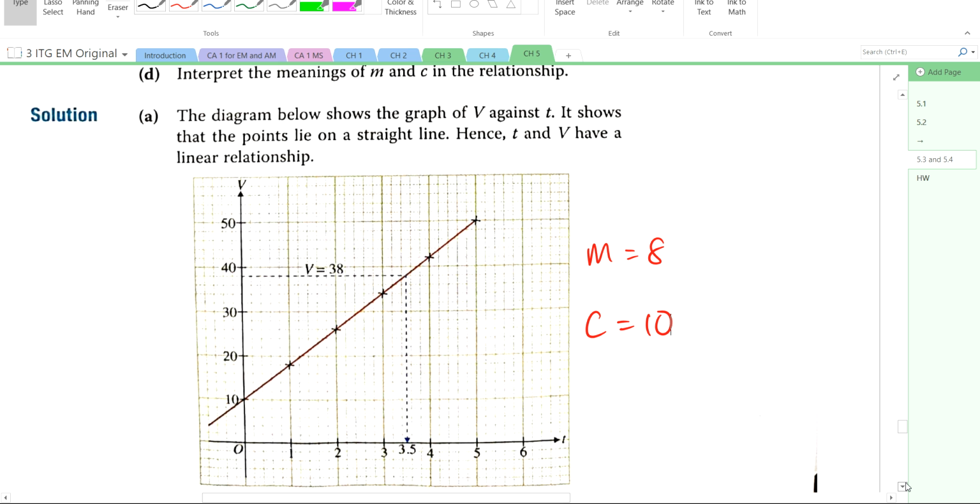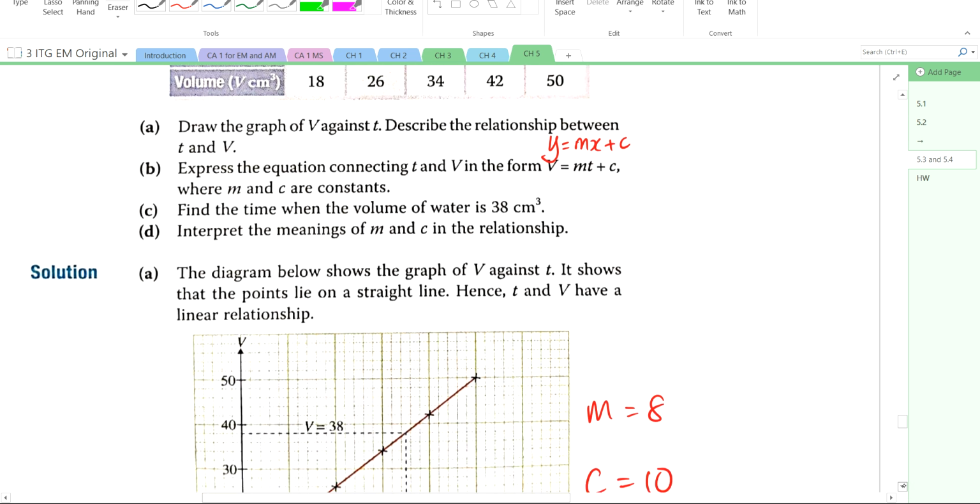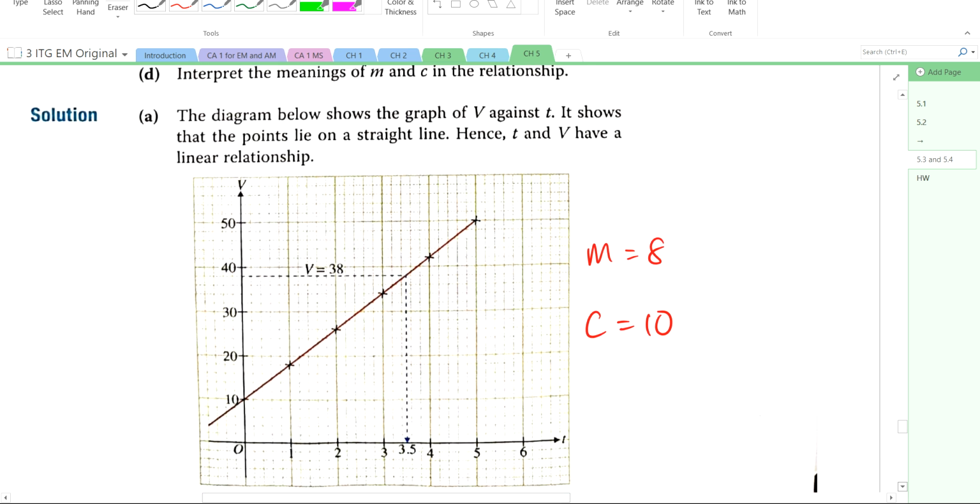Okay, was that given in the table of values? Not the table of values. So you see, in our table of values, they didn't give us the initial volume. They only told us the volume at time equals to 1, 2, 3, 4, 5. But when you draw a graph based on these values, you extend the graph to cut the y-axis, you see that it has a y-intercept of 10. So that tells us that at the start, the body of water is 10 cubic centimeters.